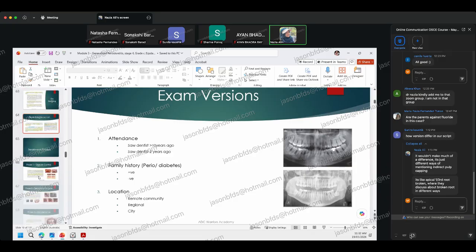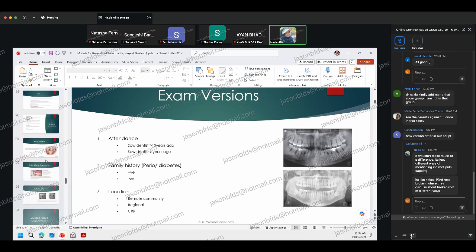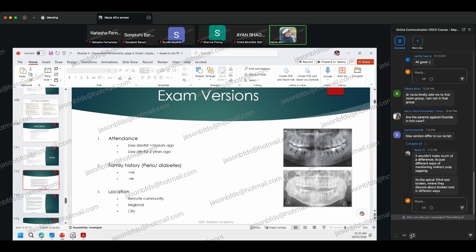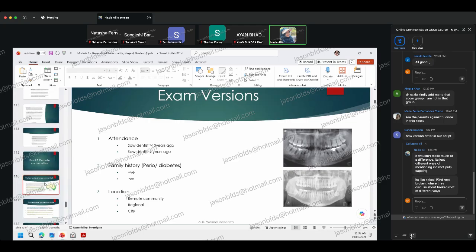All right. Now, there is a version in the exam. It's not given on the screen. It's not given anywhere that this patient is Aboriginal. How would you know? And why is it important?